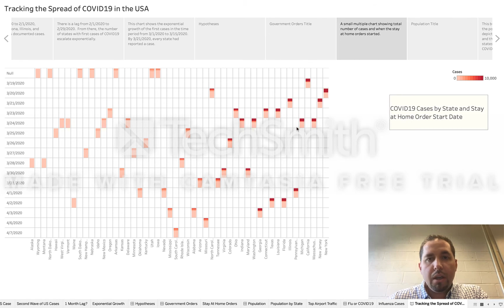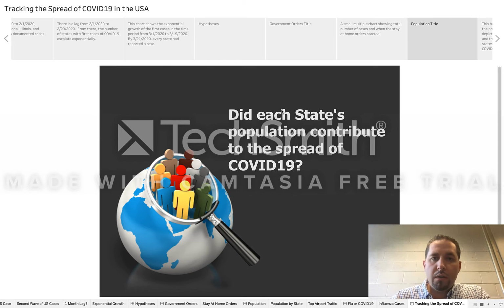But what this did show is that, as I broke it out this way and started to look at some of these larger cases, again, it's some of the larger states that are experiencing the high number of COVID-19 cases. So did the state population contribute to the spread of COVID-19?